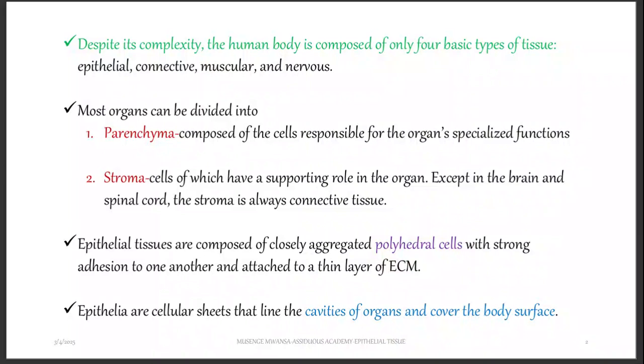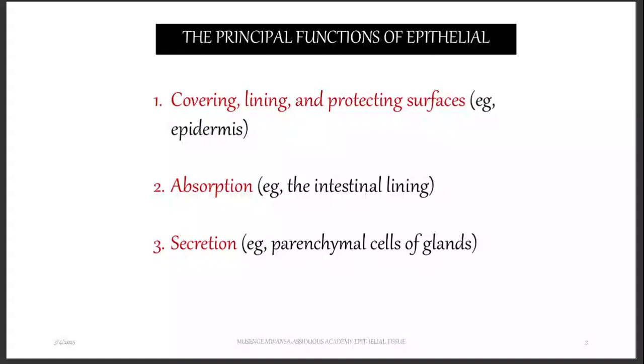The parenchyma is the part of that organ that performs the actual function. For example, the liver has got hepatocytes, and that's the parenchyma. And then the rest of the other things are just supportive tissue. Okay, so epithelium is a type of tissue.